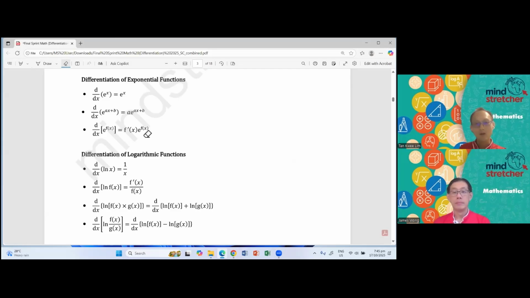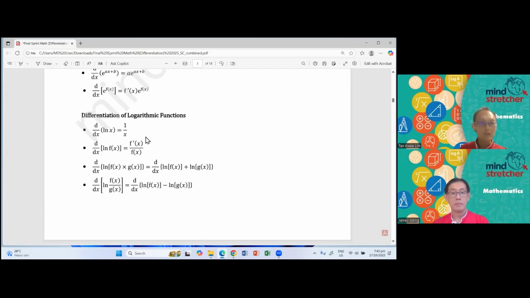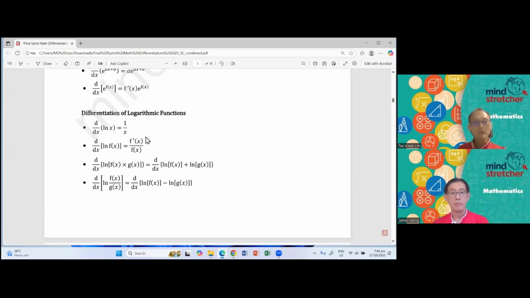And if it's e to the power of a certain function, maybe something more complicated, then the result is the derivative of the function times e to the power of the function. Next is the differentiation of logarithm functions. If we differentiate ln x, this will become 1 over x.